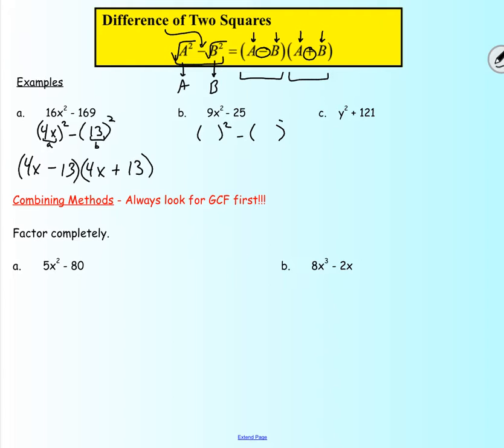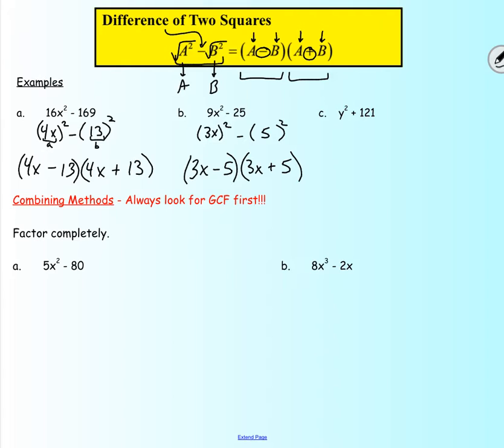I notice the second one is a difference. What squared gives me 9x squared? Well, that would be 3x. What squared gives me 25? That would be a 5. So factor it down. 3x in both the first spots, 5 in both of the second. Minus and plus.